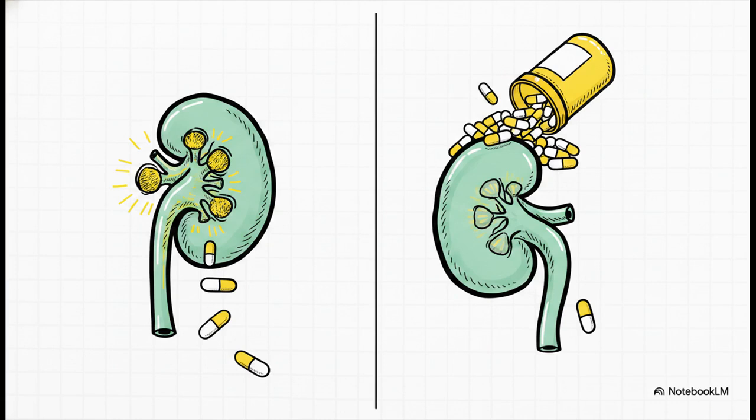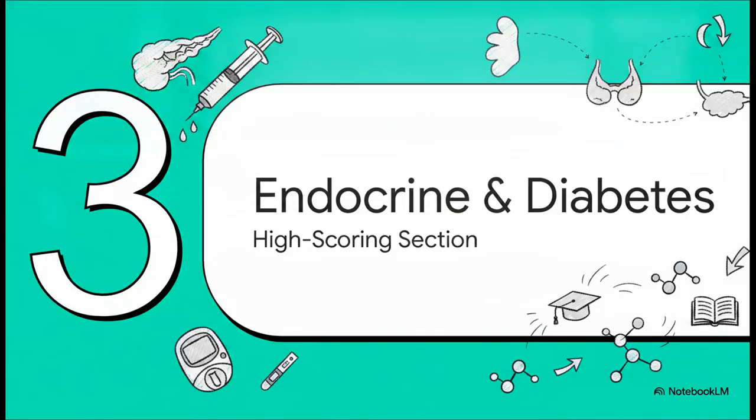Imagine you're assigned an 85-year-old patient. You have to assume their clearance is compromised, even if their routine lab work looks borderline normal. Keep this physiological change top of mind for literally any geriatric case studies you see on the final. All right, Part 3. Endocrine and diabetes. Let's get some points here.